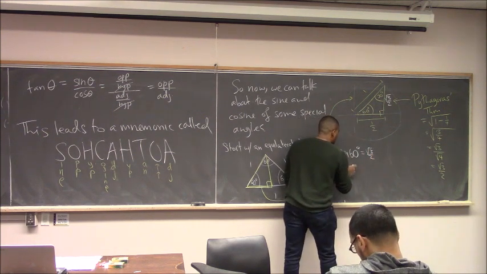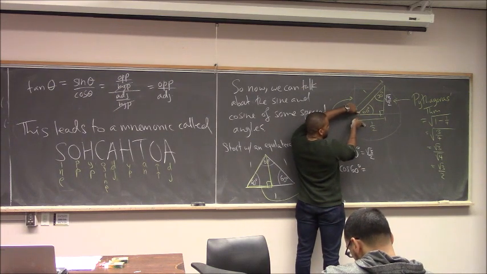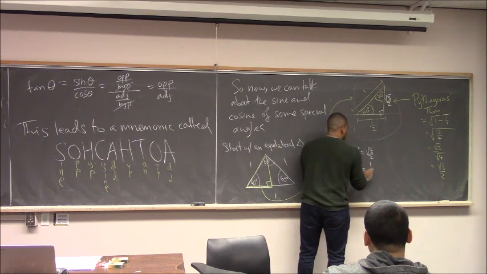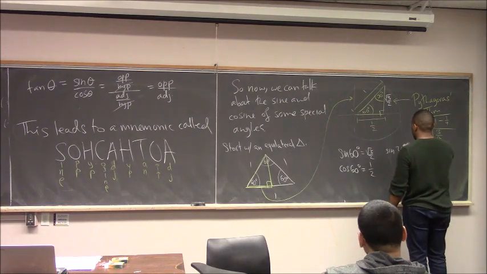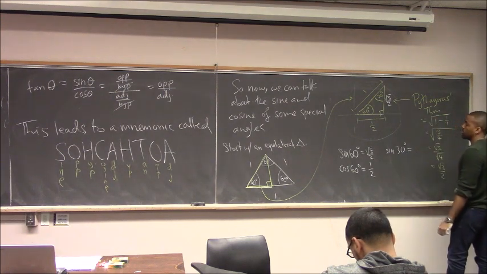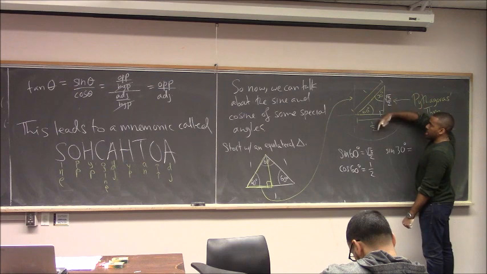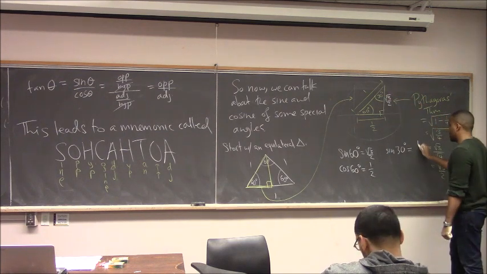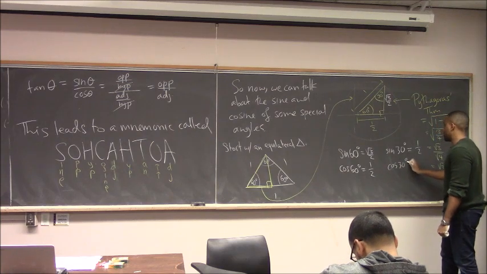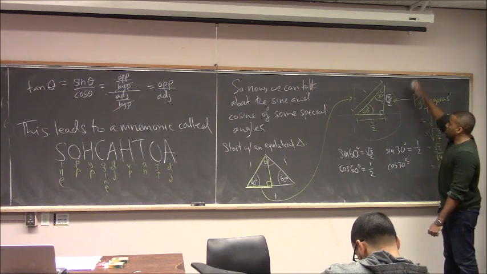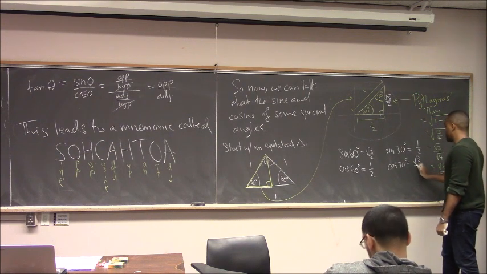I can talk about the cosine of 60. Cosine of an angle is the adjacent divided by the hypotenuse, that's half. Then I can talk about the sine of 30. So if I'm over here, the opposite side is that, the hypotenuse is that, so that's going to be a half. And I can talk about the cosine of 30, which is going to be the adjacent over the hypotenuse, so I get radical 3 over 2.